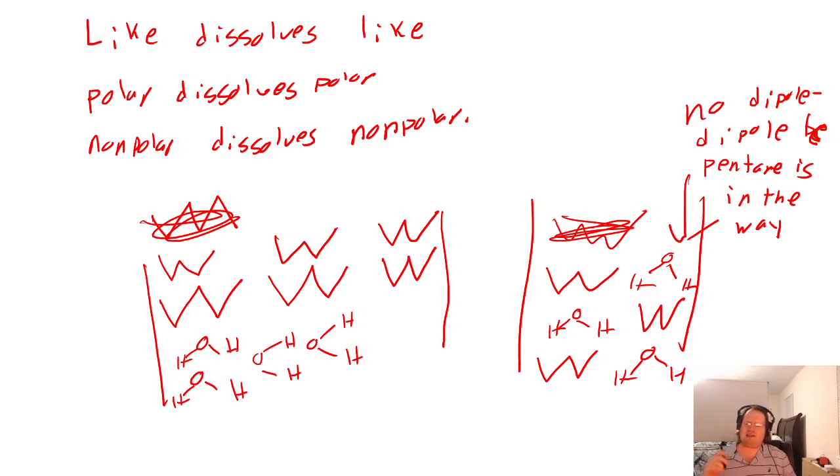So that's why "like dissolves like" applies. It's because like dissolving like lets the intermolecular forces maximize. It lets there be as many intermolecular force interactions as possible. Whereas if you try to do it a different way and mix them together, they don't want to stay mixed because it's not allowing the intermolecular forces to interact.